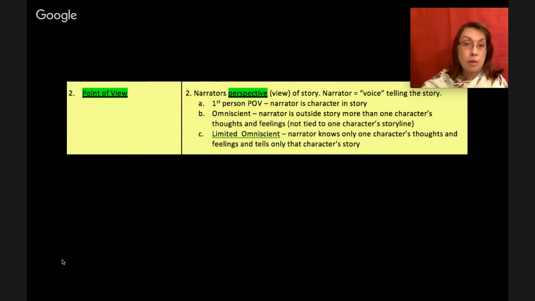There are 3 types that I want to focus in on. The first is the first person POV, or point of view, where the narrator is a character in the story. The next is omniscient. This is where the narrator is outside the story and knows more than one character's thoughts and feelings. They're not tied to one character's storyline. And the last one is what's called limited omniscient. This is where the narrator knows only one character's thoughts and feelings and tells only that character's story.